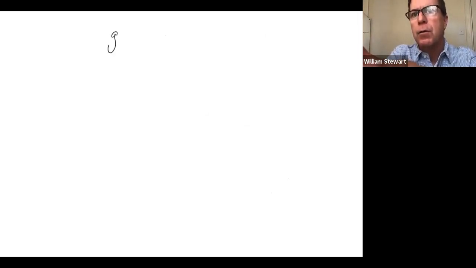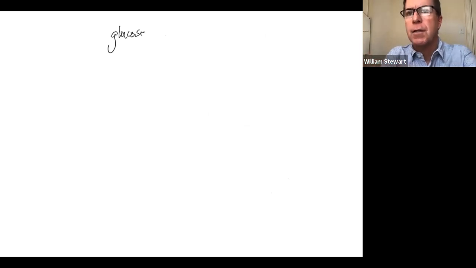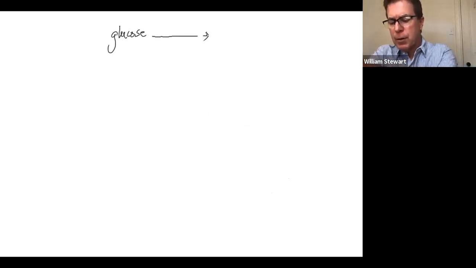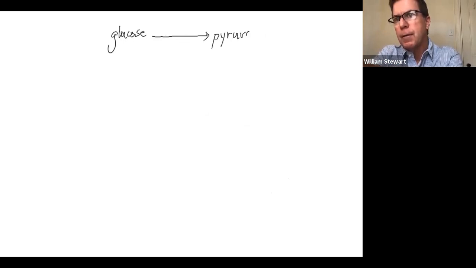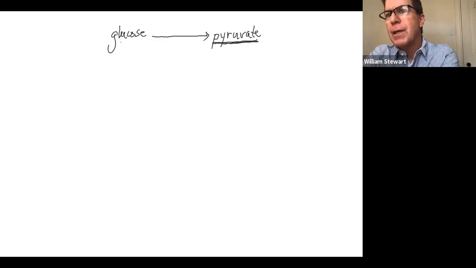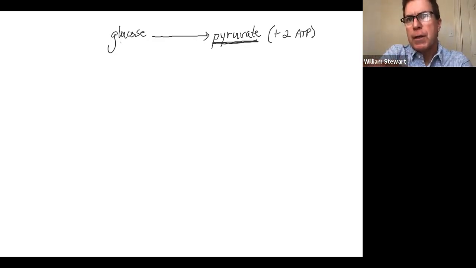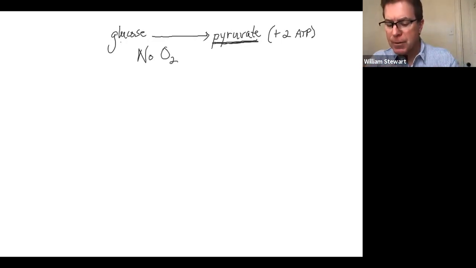We start with this molecule glucose, which is just a 6-carbon sugar. And when we break it into 2 3-carbon molecules, the result is pyruvate molecules. In the process of just breaking down glucose into pyruvate, we gain 2 ATP molecules. So remember, no oxygen is necessary. It's anaerobic. It occurs in the absence of oxygen.